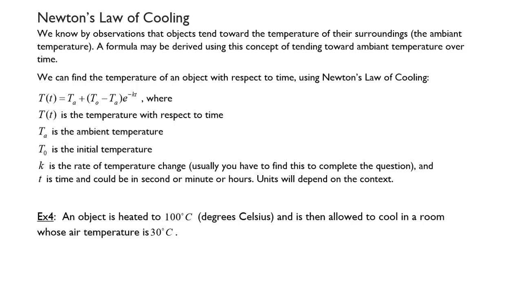And this formula, although it might look a little intimidating, hopefully will make more sense once we go over all the variables and what they represent. The first one is capital T of lowercase t. This represents the temperature with respect to time. So capital T is the temperature and lowercase t is the time it takes to get to that temperature. And then capital T sub A is the ambient temperature. T sub 0 is the initial temperature when time equals 0.